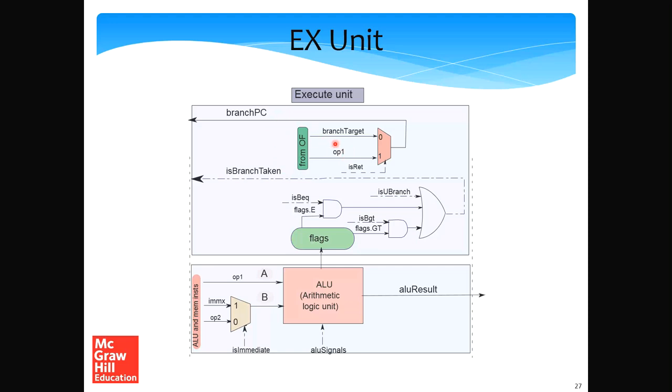Simultaneously, we also compute the branch PC, which is the final branch target. That can either be the return address register, which has been read from the register file, or it can be the PC plus the offset embedded in the instruction, called the branch target. In any case, we use a multiplexer to choose between them, and the branch PC goes to the fetch unit for the next cycle.